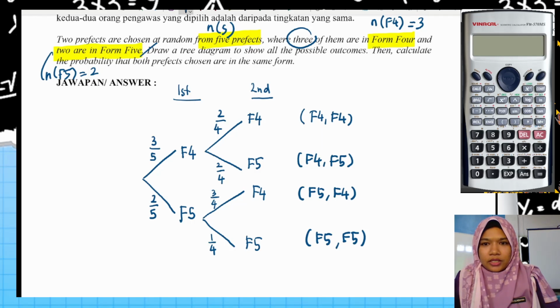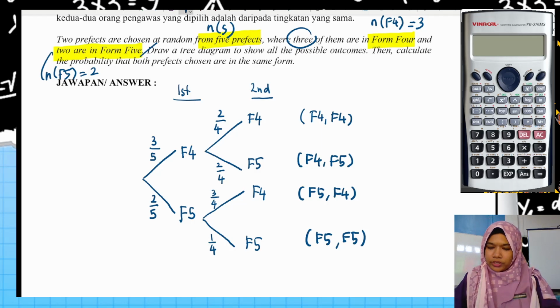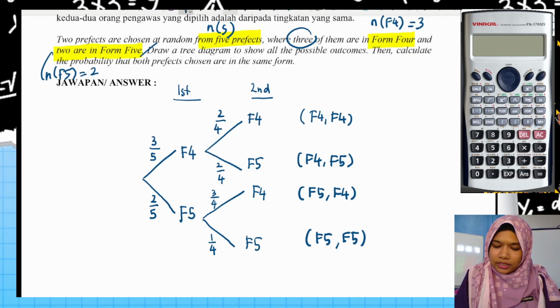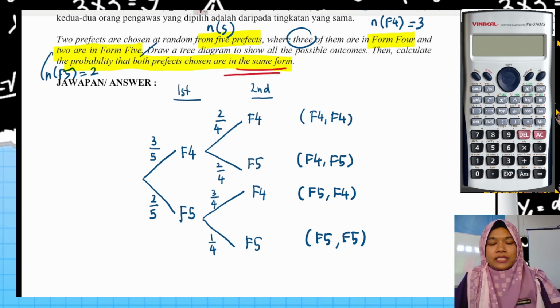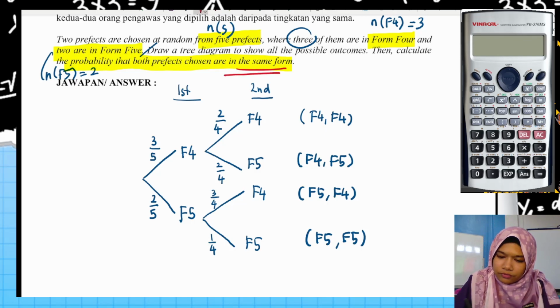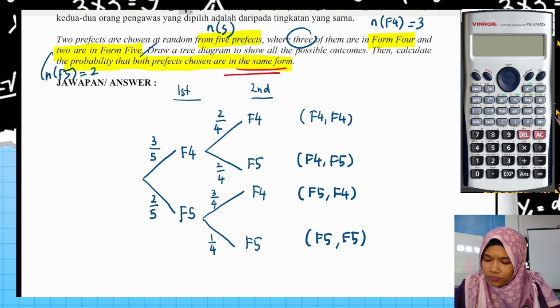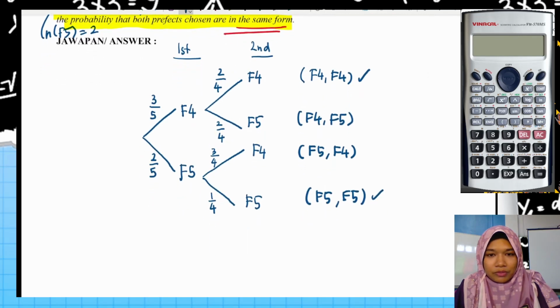Okay, and then the question asks you, then calculate the probability that both prefects are chosen from the same form. Dari tingkatan yang sama, from the same form. So yang mana yang fulfill this condition? Form 4, Form 4, Form 5, Form 5. Both prefects are chosen from the same form. Okay. Macam mana nak tulis dia punya probability?